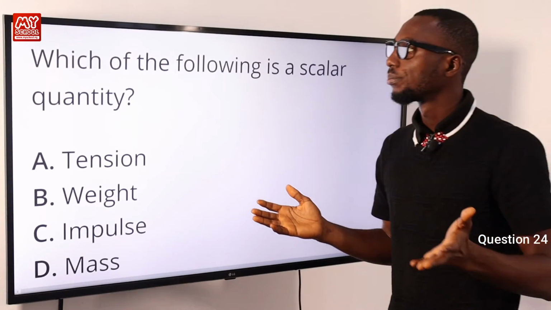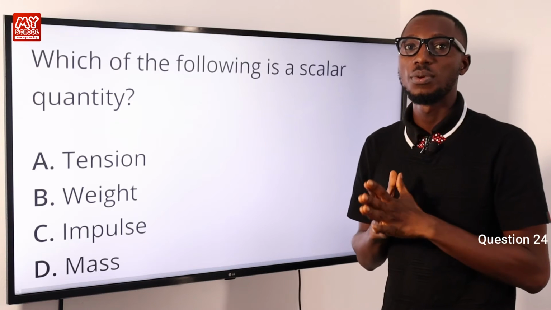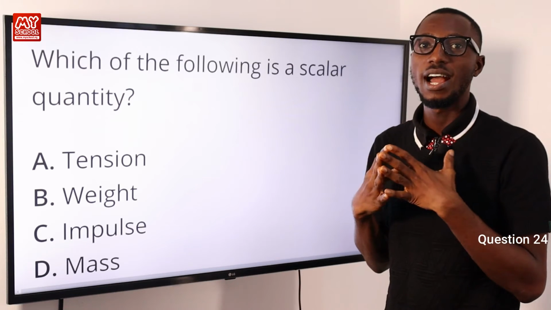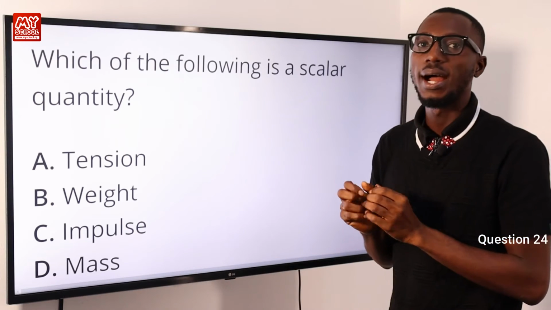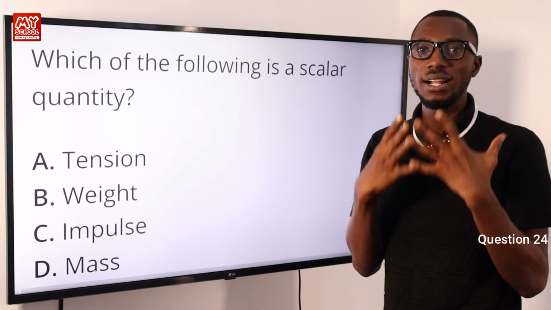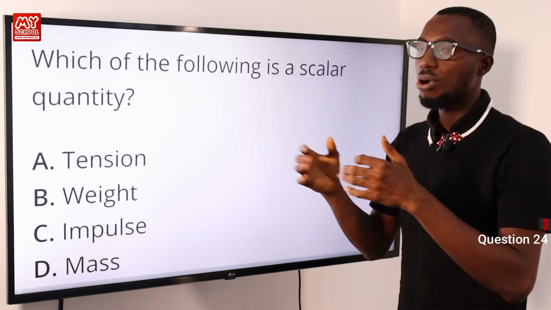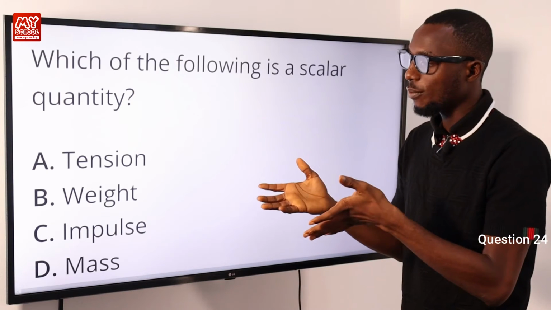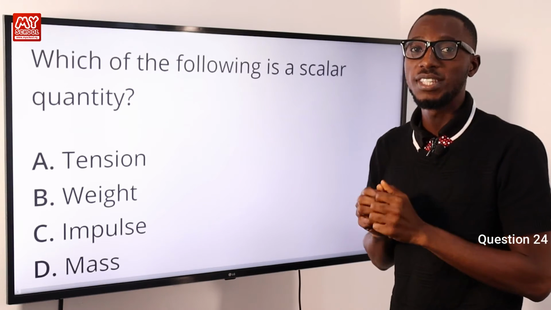Question 24. Which of the following is a scalar quantity? We know scalar quantities have magnitude but no direction. On the contrary, vector quantities have magnitude and direction as well. Going through all of these options, the scalar quantity that we have here is mass. That is option D. Option D is the correct option.